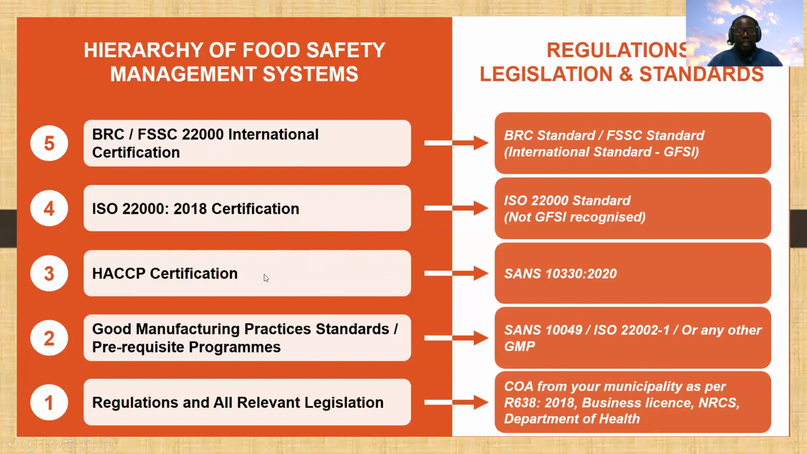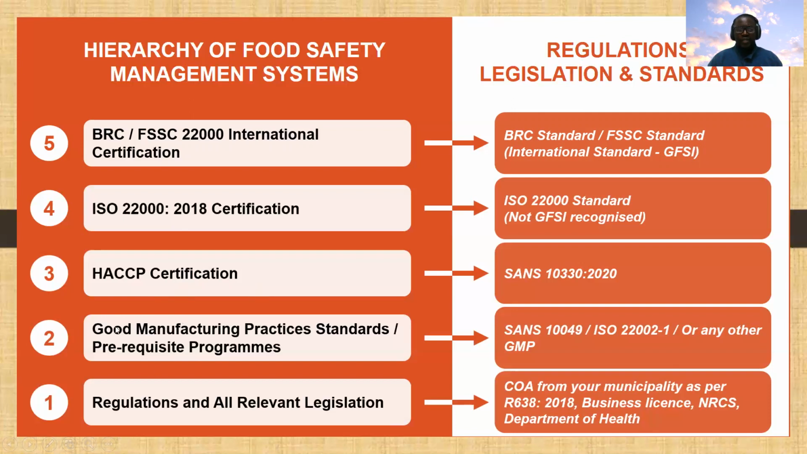Step 3 is a HACCP certification based on a South African standard. You would need to implement it if you're in a meat processing facility as per the new regulations, or if you need recognition as a HACCP certified site. But as a small facility, you don't necessarily need HACCP certification unless your customer requires you to.